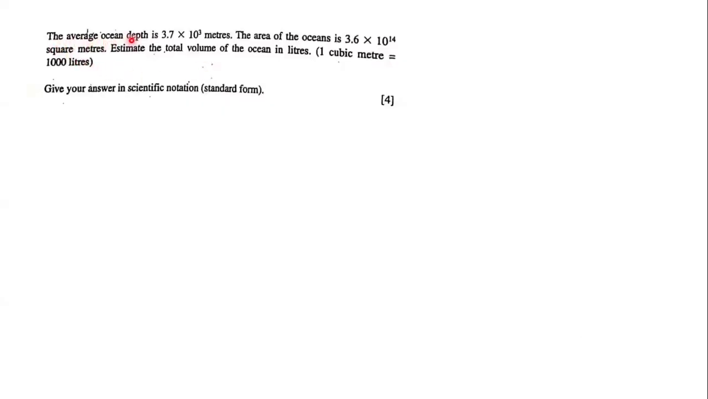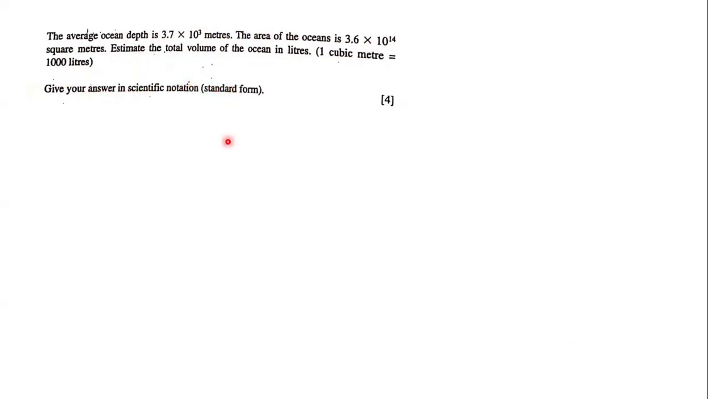The average ocean depth is 3.7 times 10 to the third power meters. The area of the oceans is 3.6 times 10 to the power 14 square meters. Estimate the total volume of the ocean in liters, where 1 cubic meter is equal to 1,000 liters. Give your answer in scientific notation or standard form.